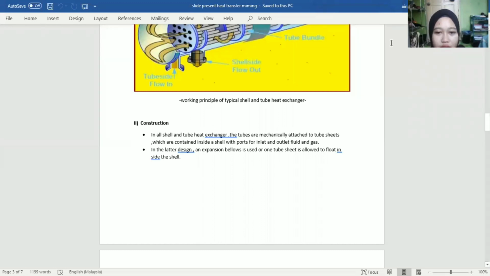Construction. In a shell and tube heat exchanger, the tubes are mechanically attached to the tube sheet, which is contained inside a shell with ports for inlet and outlet fluid and gas. In the latter design, an expansion bellows is used, or one tube sheet is allowed to float inside the shell.